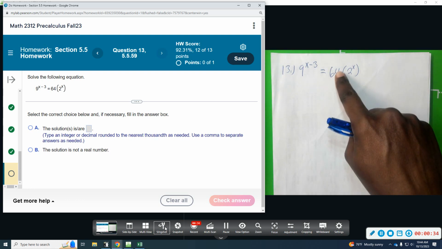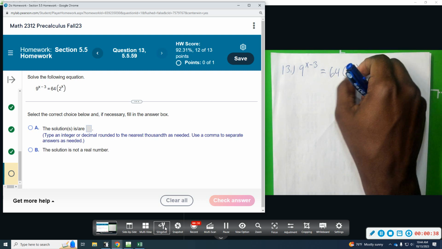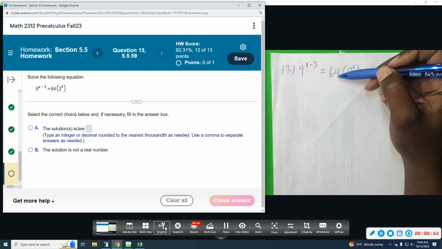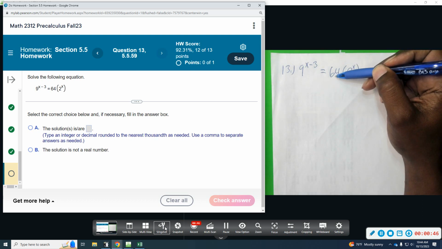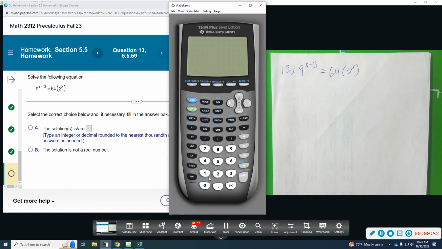So what I'm going to have to do is just simplify the 64 so it's a base of 2, so I can combine these two terms, and then we'll work with combining the exponents. So 2 to the 6th power will give us 64. Let me just double check that. If you have a power table, 2 raised to the 6.